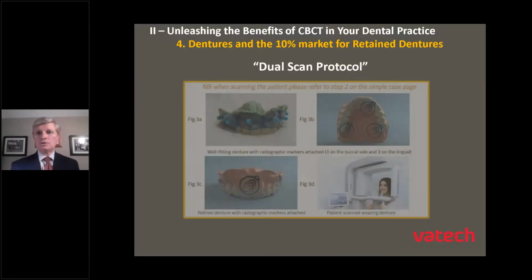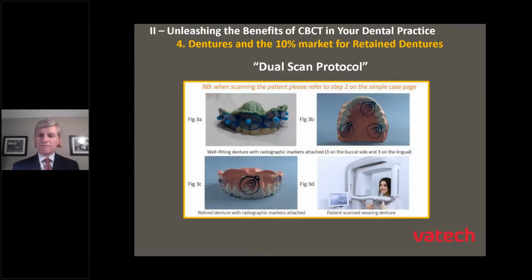Dual scan protocol is a very common term used within the dental community, especially when it comes to doing implant-supported dentures. In this example, you're seeing markers placed on the denture, on both the buccal and the palatal side, and it's a dual scan process. So what happens is this: you take a CBCT scan of just the denture, and then you take another CBCT scan of the denture in the patient's mouth.